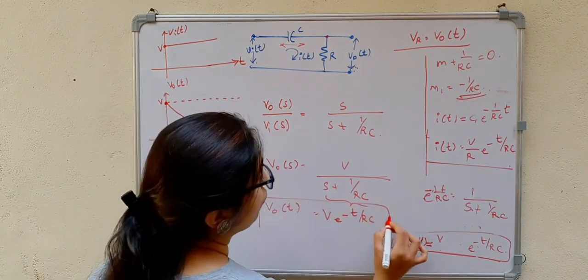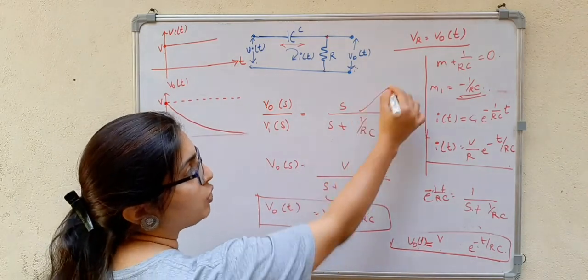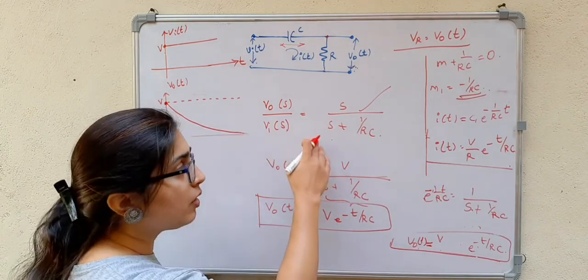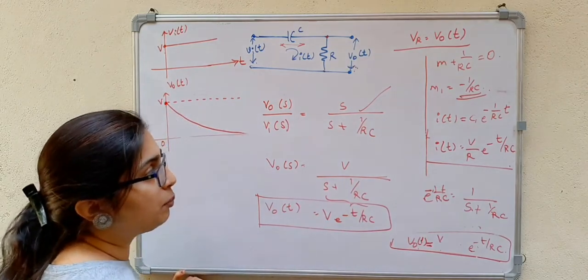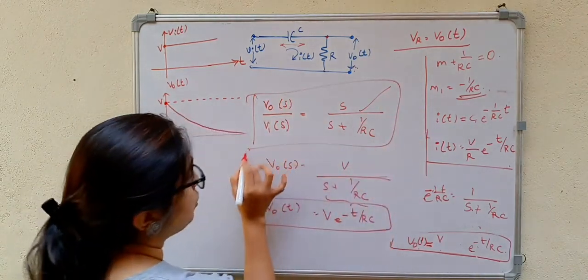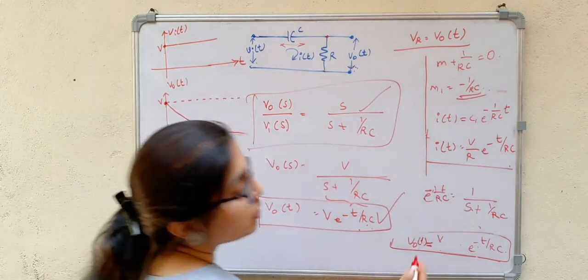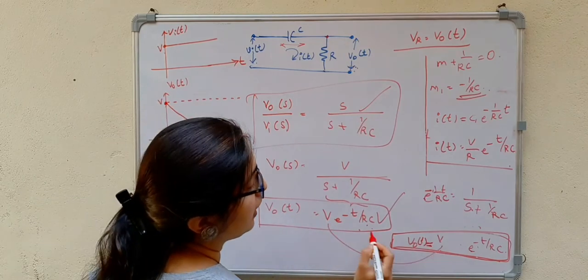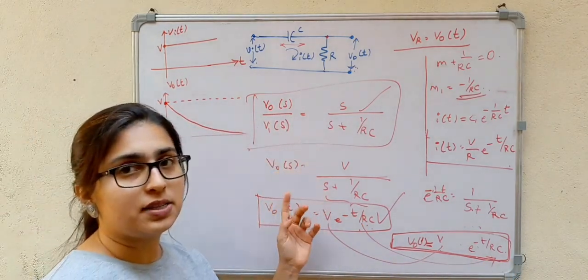See, this is from the transfer function. I am directly deriving it from the transfer function, because I know the transfer function which we derived in the last method, when I was considering the sinusoidal input. Now we got this expression very easily, right? So here we have the same expression, V e to the power of minus t by RC. This is using the Laplace transform.